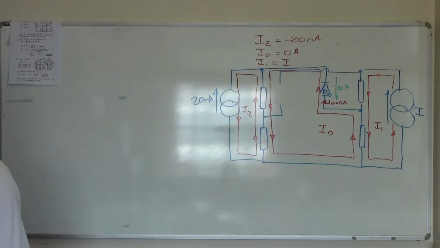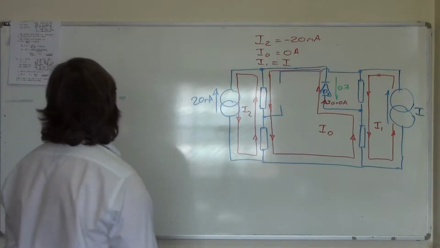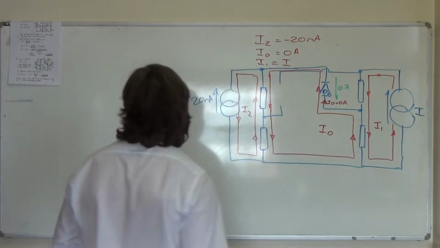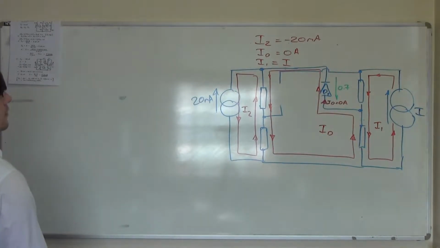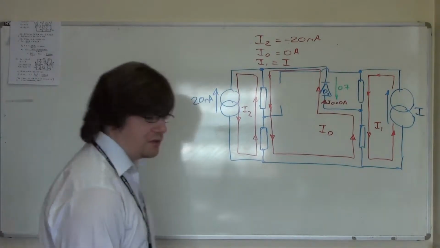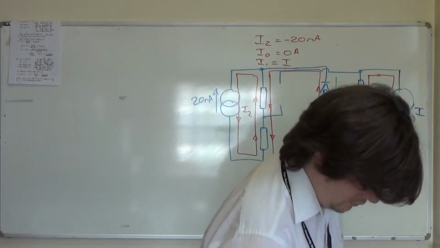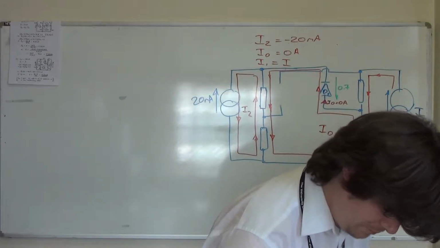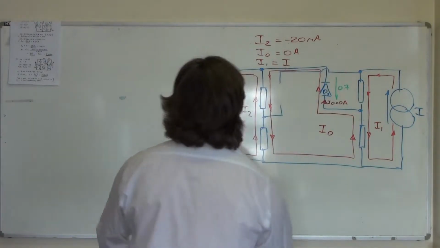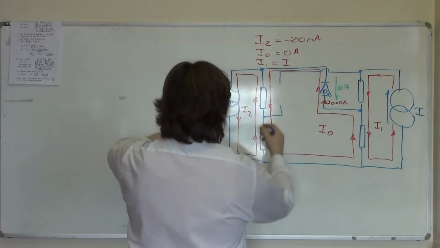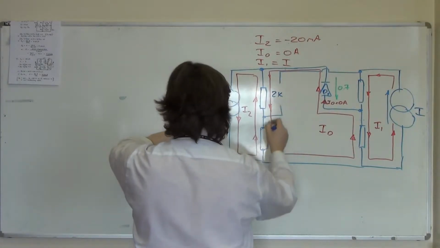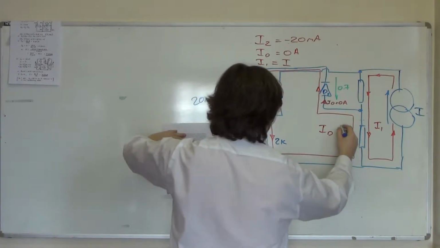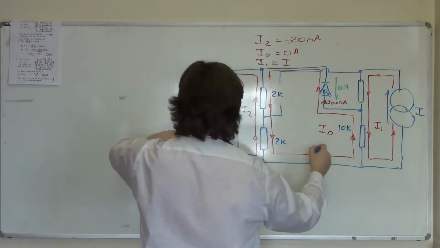So we can then write out a loop equation for ID, and we'll say that... Oh, I haven't written any resistor values, have I? Better put some resistor values on, otherwise it's going to make the problem a bit too difficult to solve. We had 2K and 2K and 10K and 1K.